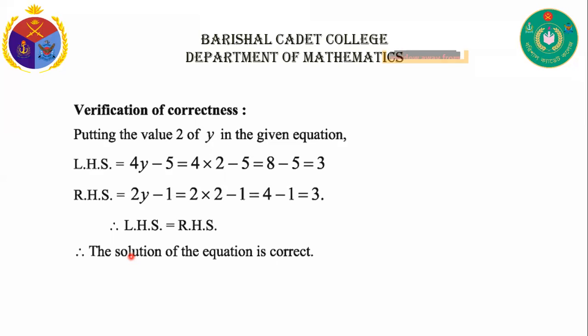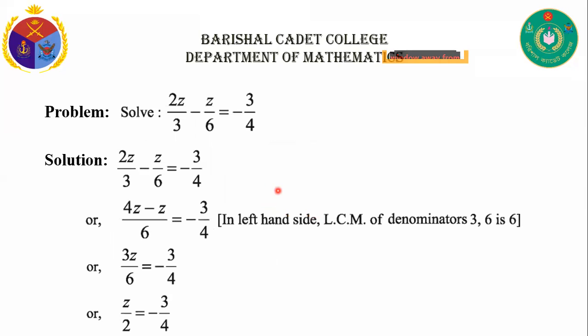Okay, boys, if in any question it says solve and verify, then you have to follow these steps. First find the solution, and second you have to verify the solution by putting the value in both the left hand side and the right hand side. Now another problem. Solve 2z by 3 minus z by 6 equal to minus 3 by 4. So boys, we don't have to transpose in this equation, because the variable is on one side and the constant is on the other side.